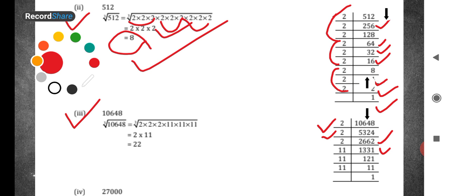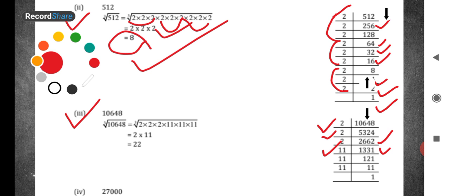1331. Now you can see 1331 is not divisible by any other number except 11. It is not divisible by 2, 3, 4, 5, or 6. So it is divisible only by 11. How many times? 11 times 121 gives 1331.